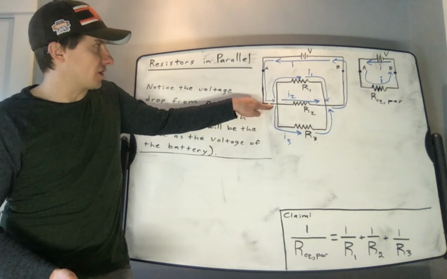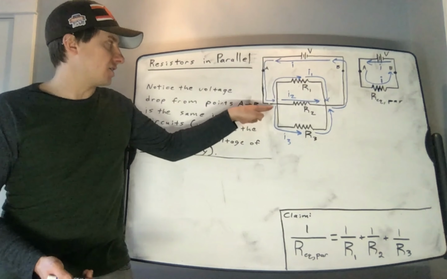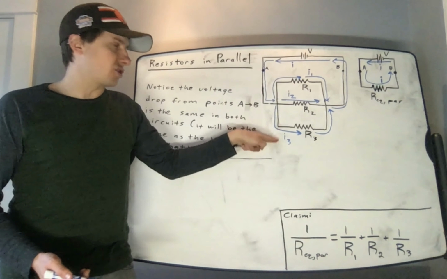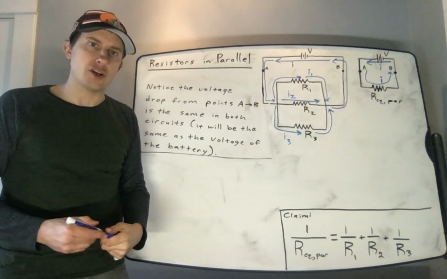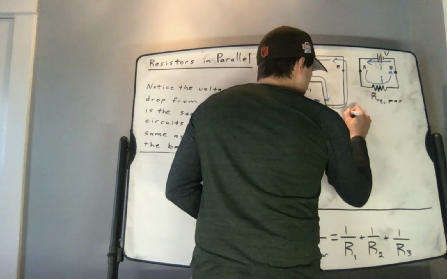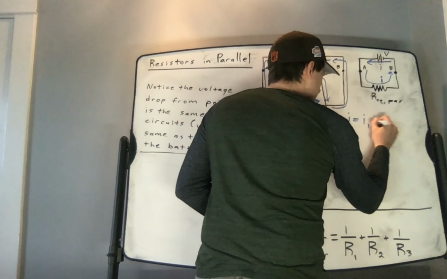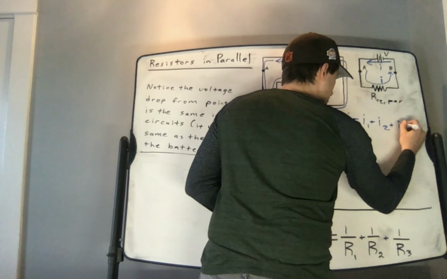Because the total current entering a junction must be equal to the total current exiting that junction, I can look at this junction and see that current I is flowing into the junction and currents I1, I2, and I3 are flowing out of the junction. Therefore, I could write that I is equal to I1 plus I2 plus I3.